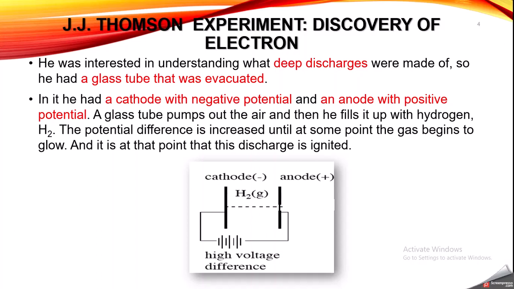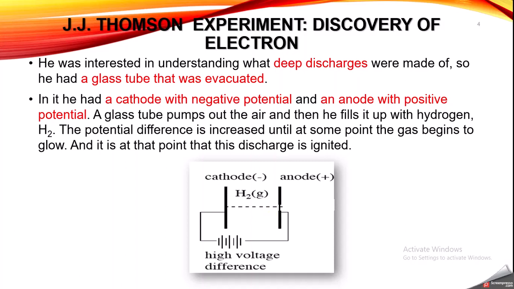So he used a glass tube which was evacuated, and this glass tube has a negatively charged cathode in it and a positively charged anode in it. After evacuation of this tube, he filled it with hydrogen gas. There was nothing else in the gas tube, only hydrogen gas.